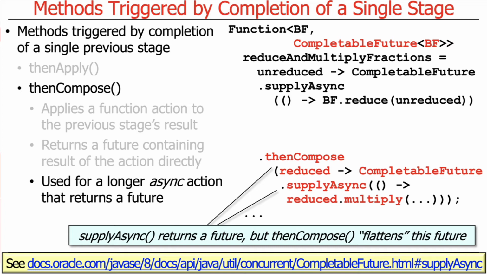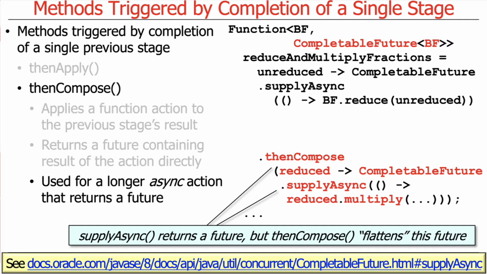And we're going to take the result that came back after we finished reducing this. So we get the reduced big fraction. And now we're going to take that reduced big fraction and multiply it, but we're going to do it inside supplyAsync. So this itself will also return a completable future that will be completed or triggered when the multiplication finishes in the background thread. Notice that we're returning a completable future, and thenCompose also returns a completable future. But because of the semantics of thenCompose, it will return just a completable future with the final result, not a completable future to a completable future.